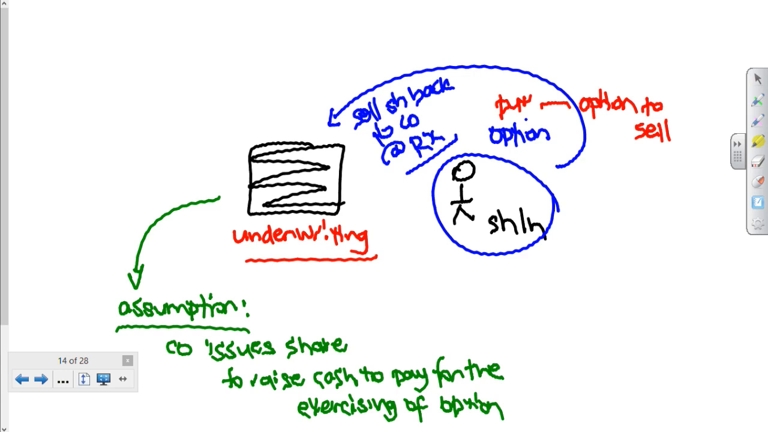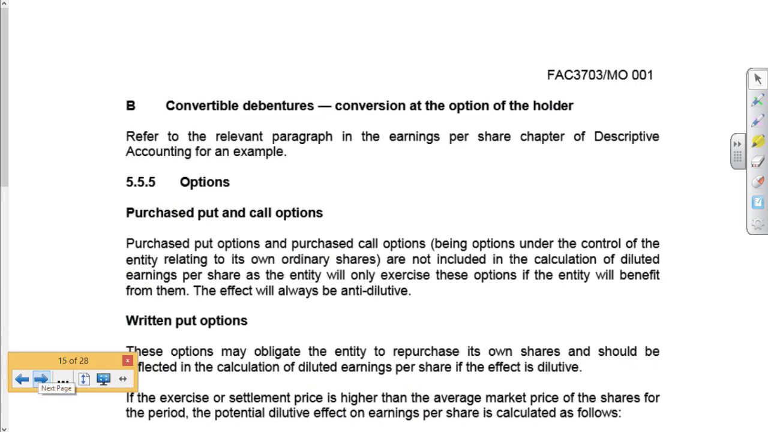Do you agree? That's a written put option. Now, the examples are there in the study guide. I've also never seen one in an exam question. It's not to say, I suppose, that it can't be done. Let's have a look.